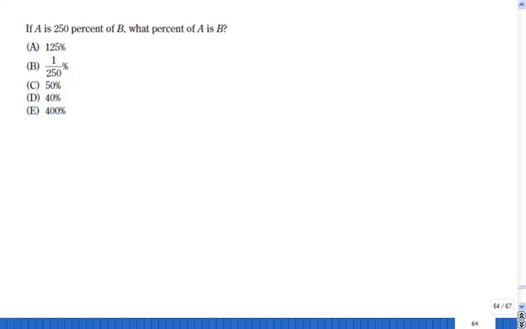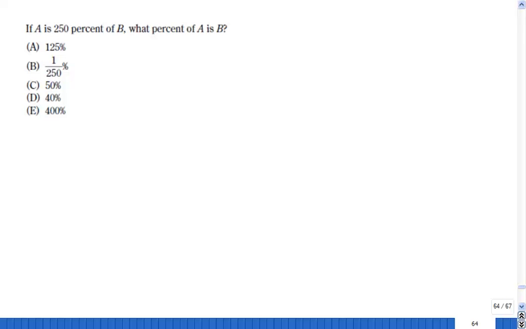Proficiency exam, SAT, ACT exam. If A is 250% of B, what percent of A is B? And we have 5 options as usual. How can we solve this problem?